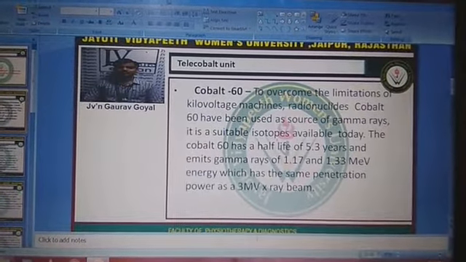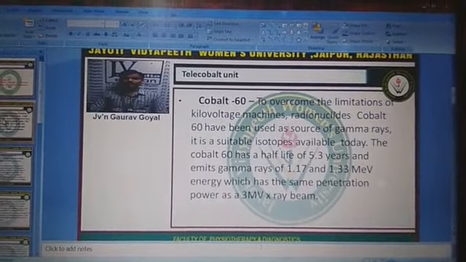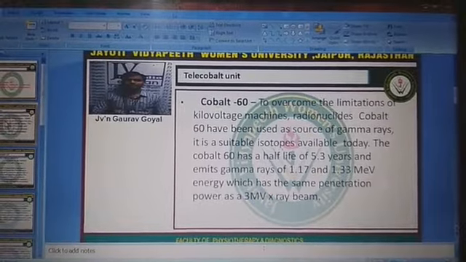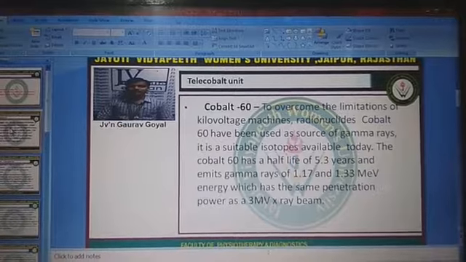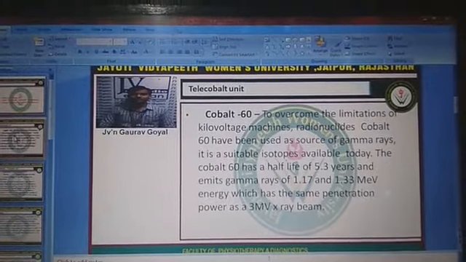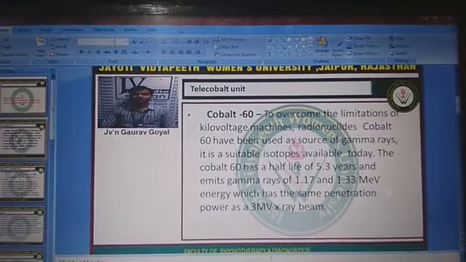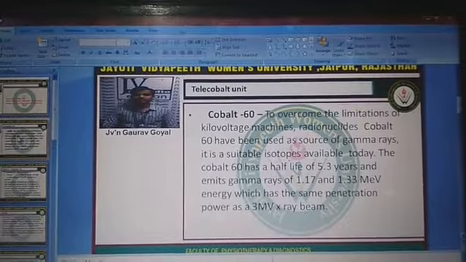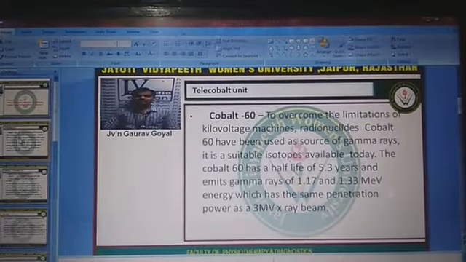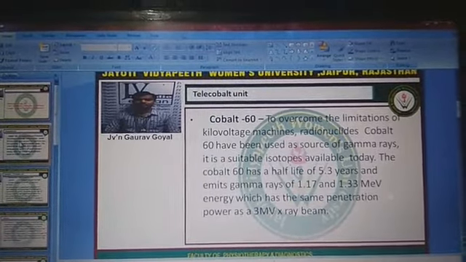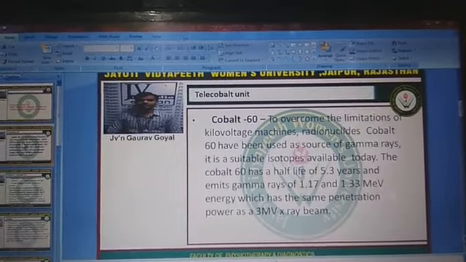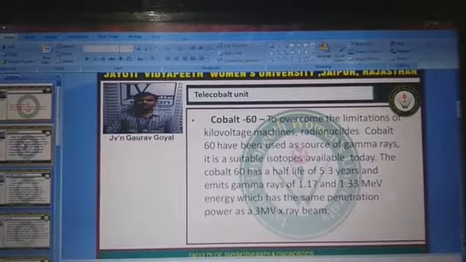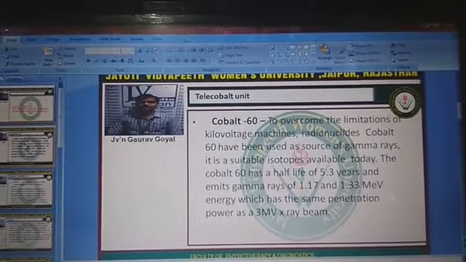To overcome the limitation of kilovoltage machines, radionuclide Cobalt 60 has been used as a source of gamma rays. It is a suitable isotope available today. The Cobalt 60 has a half-life of 5.3 years and emits gamma rays of 1.17 and 1.33 MeV (mega electron volt) energy, which has the same penetration power as a 3 MV X-ray beam.